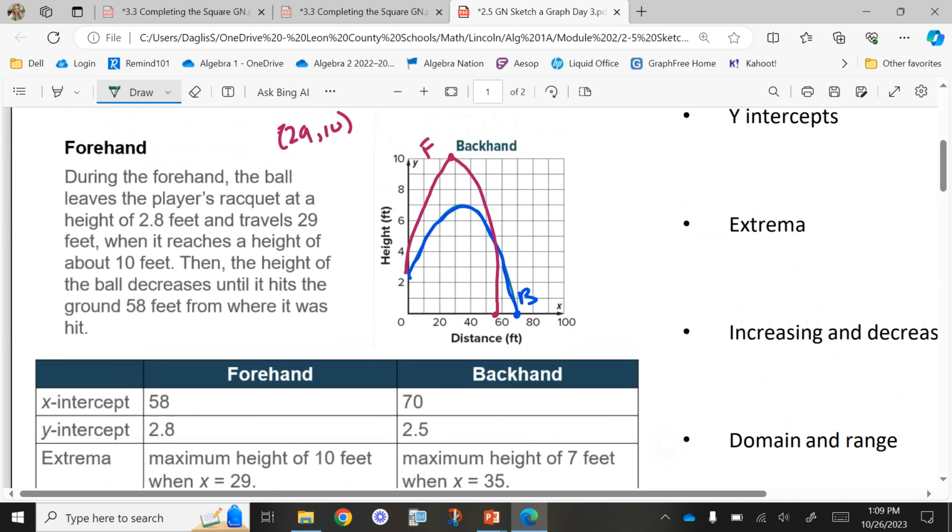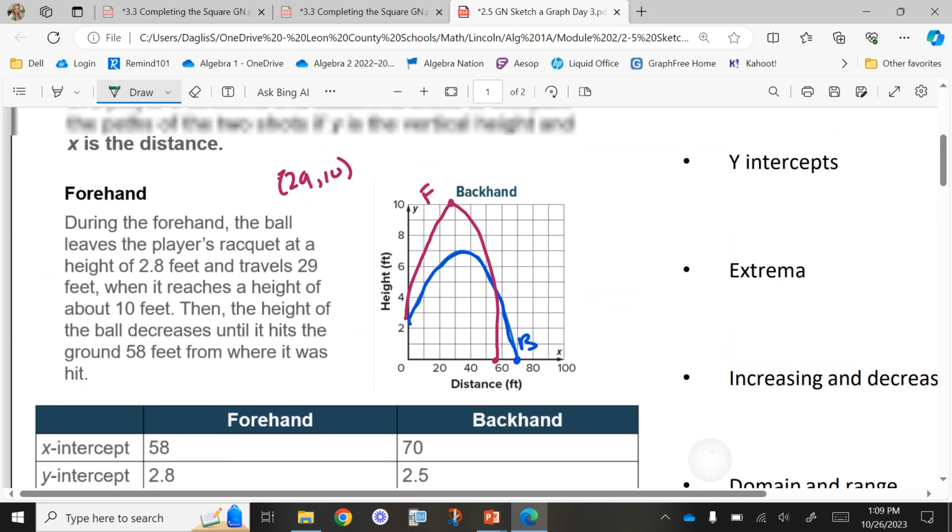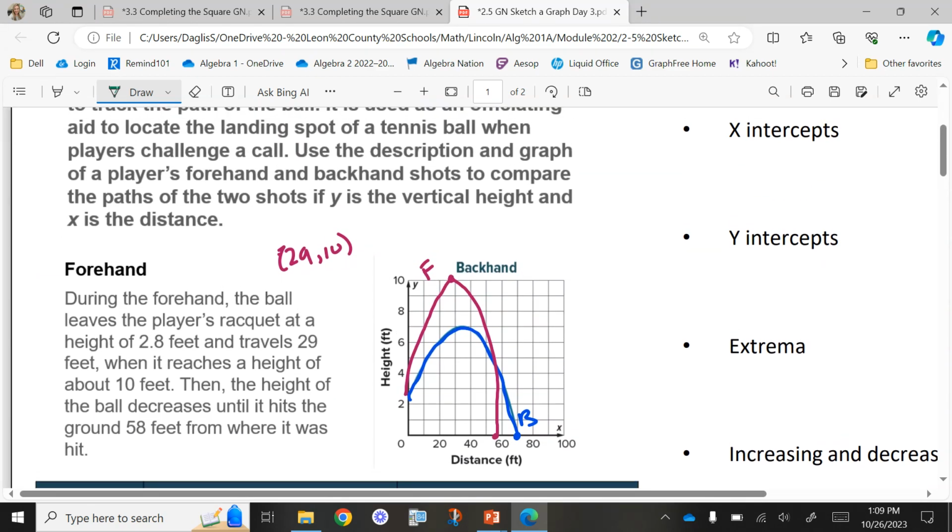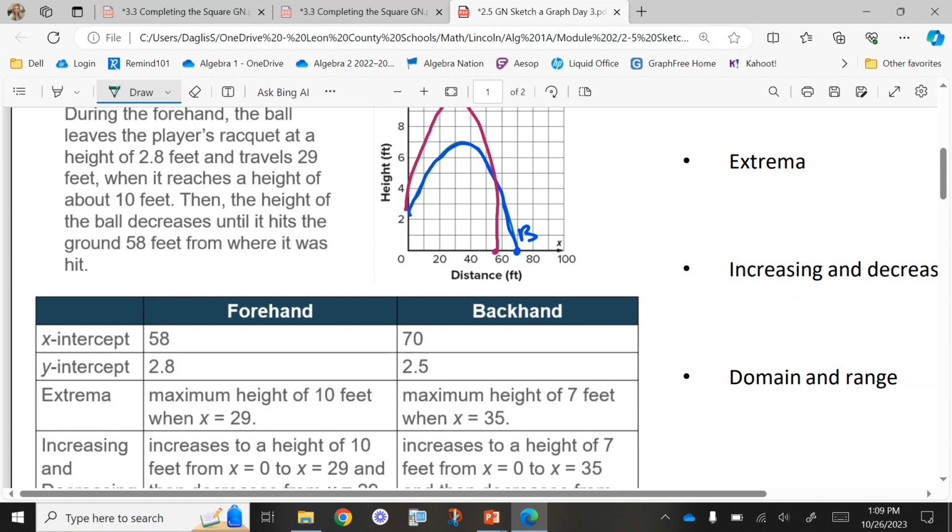Okay. So the first thing we're going to compare to each other are the x-intercepts. Looking at my x-intercepts, the forehand has an x-intercept of 58. The backhand has an x-intercept of 70. So what does that mean about my tennis ball? Is x-intercept how far it went or how high it went? How far it went. Thank you.